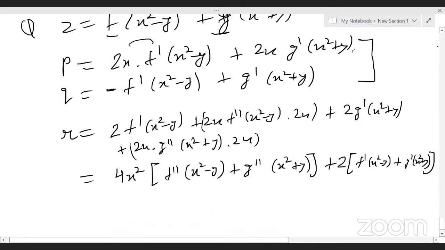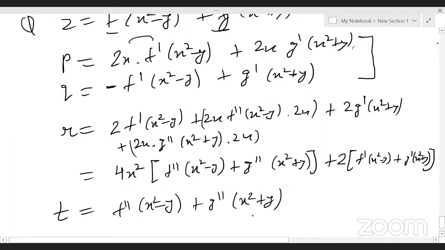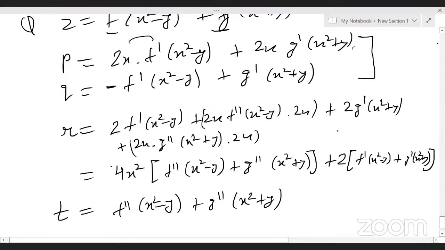Then if I differentiate with respect to y, t will be equal to, if I differentiate it again with respect to y, minus minus plus f double dash of x square minus y, and from here g double dash of x square plus y. So from this you got 4 equations, right? The equation number 1, 2, 3 and 4. If you see, this term is t itself, right? This term is t itself.